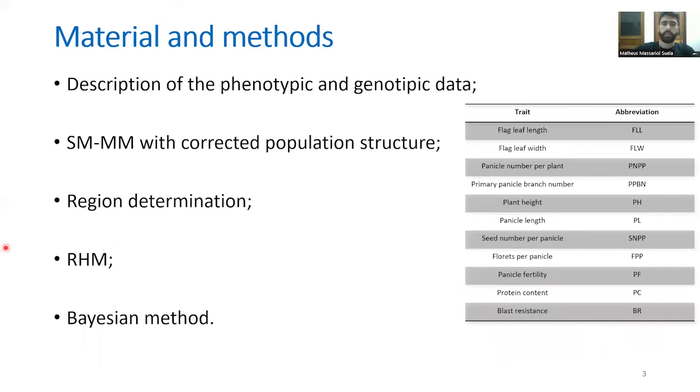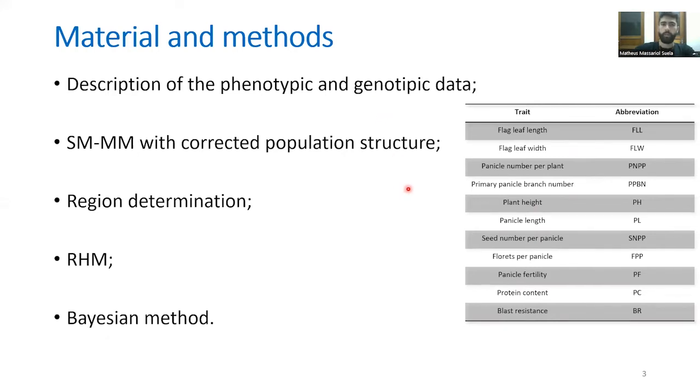The database has 11 traits classified as morphological, nutritional, and disease resistance. The legend with the names of the traits and their abbreviations can be found in this table here. The genotyped part had 36,981 SNP markers after going through quality control and coverage.